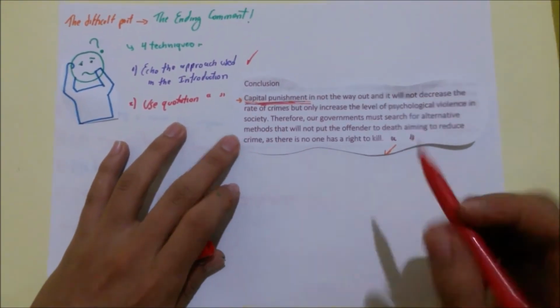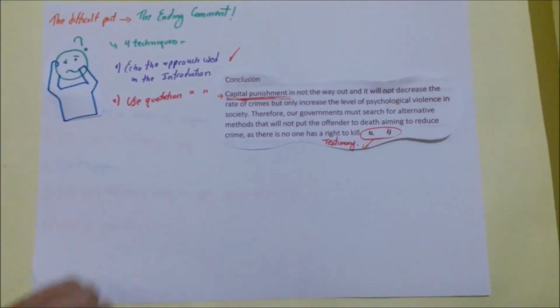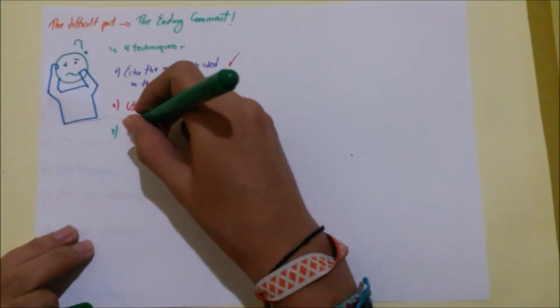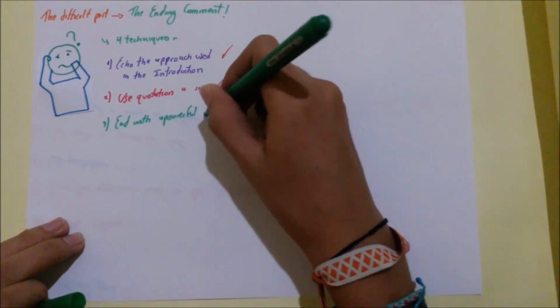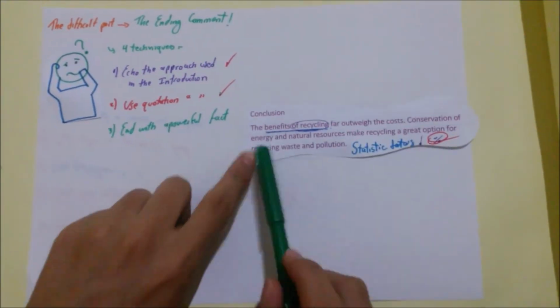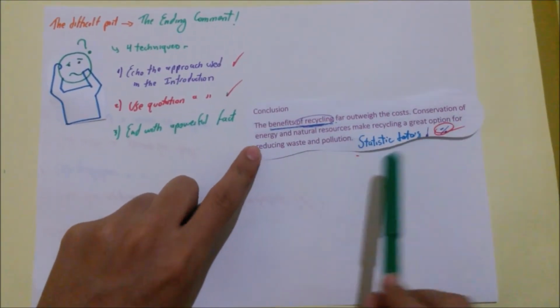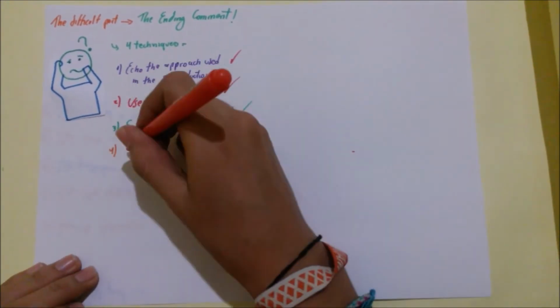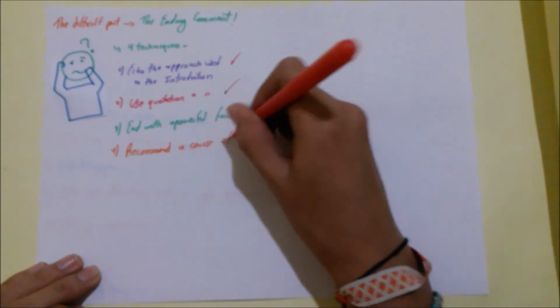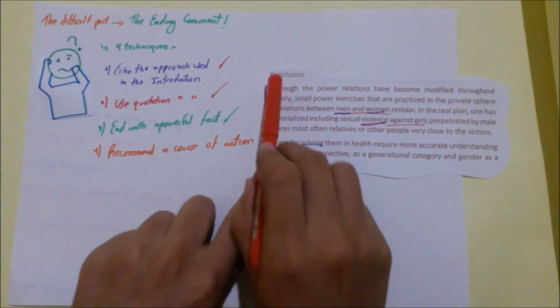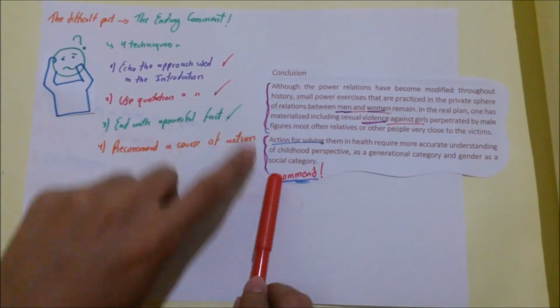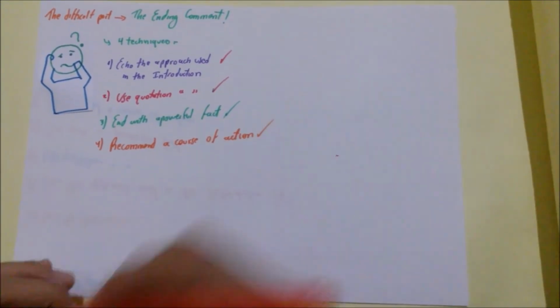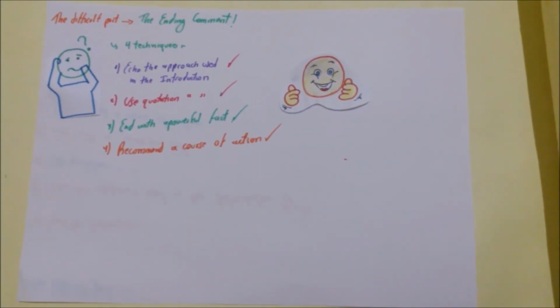For example, in a paper about the death penalty, we can provide a testimony in a quotation. The third is to end with a powerful fact. For example, in a paper about recycling, we can give some statistical data at the end. And finally, we can recommend a course of action. For example, in a paper about male violence, we can offer some suggestions at the end, and those are the techniques.